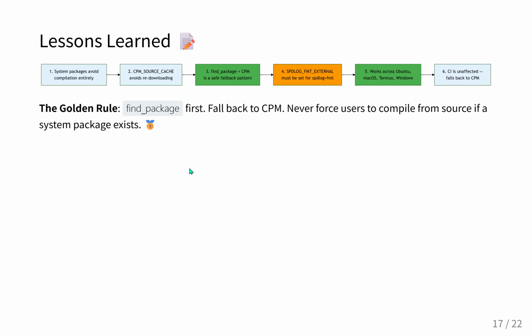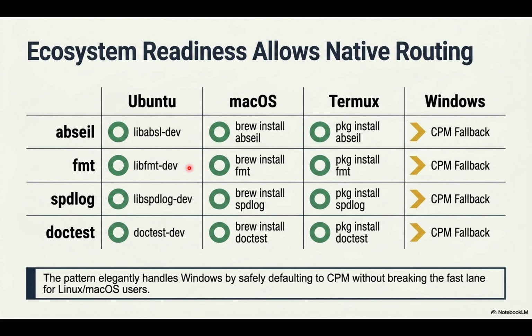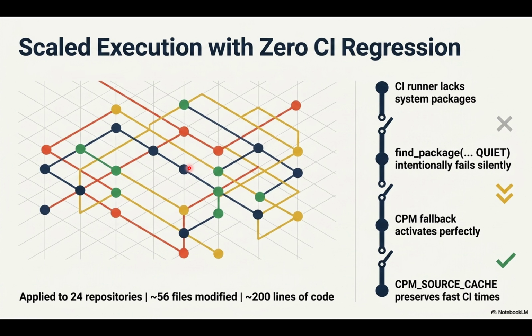The presentation outlines that they applied this pattern to 24 C++ header-only repositories within the Lux036 organization. Wow. Yeah, targeting dependencies like fmt, spdlog, doctest, and of course, Abseil. For context, for those listening, a header-only repository means the library doesn't have a separate compilation step to build a .dll or a static library file. Right, no pre-compiled binaries. Exactly.